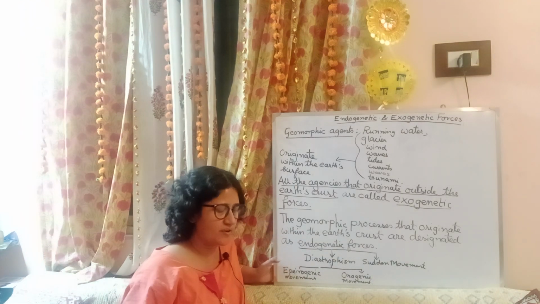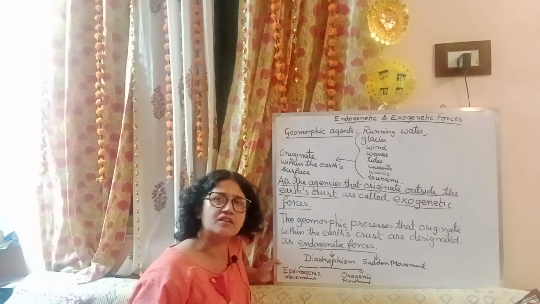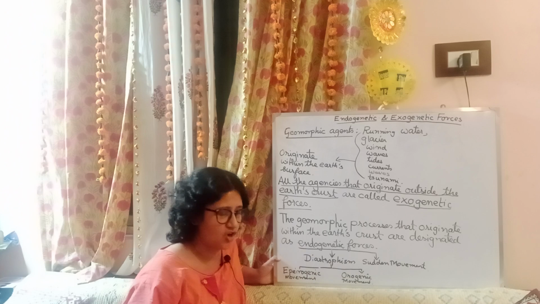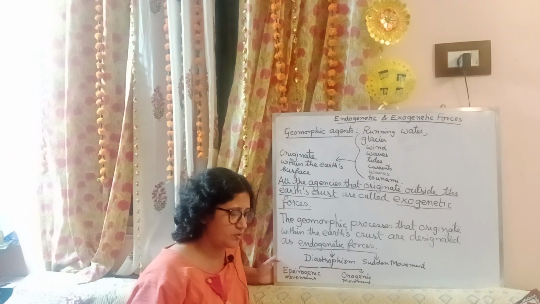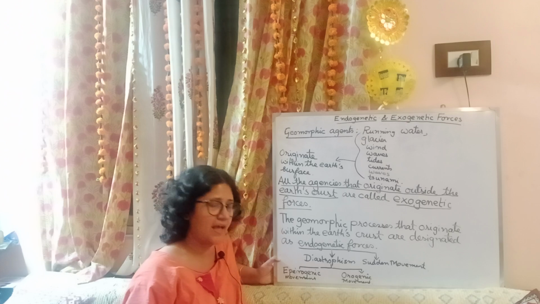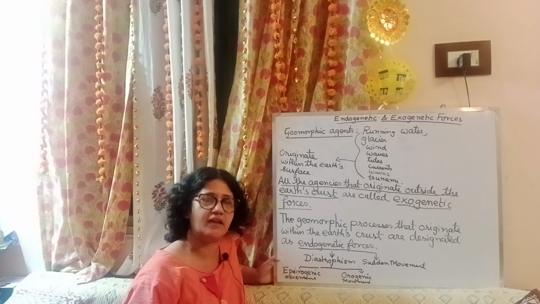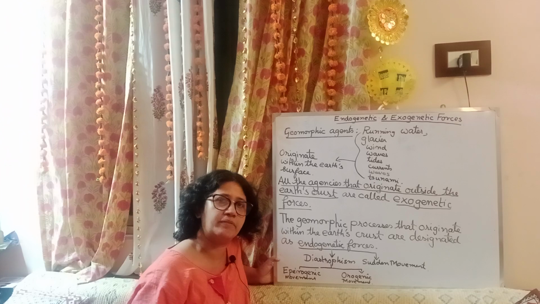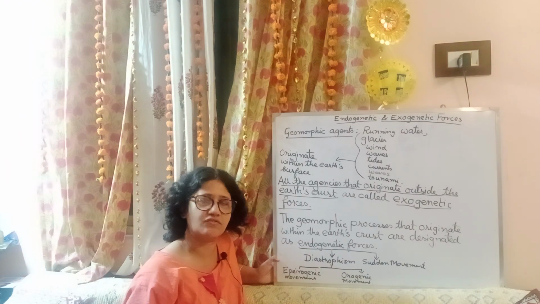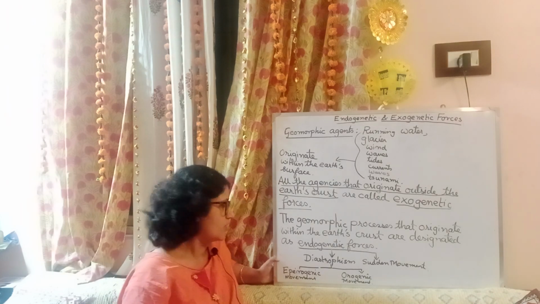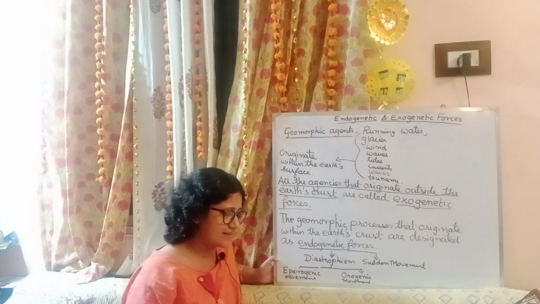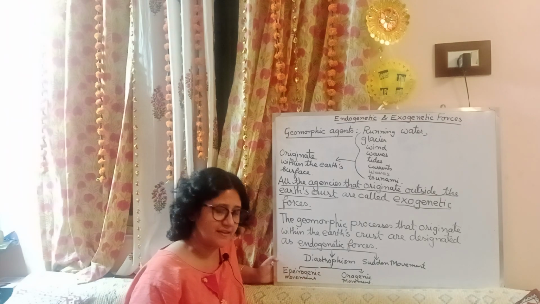Coming to epirogenic movement, it is the continental building movement, the movement that helps to build the continents. It is of two types. In an epirogenic movement, we will see that there is an upliftment of the landmass or the submergence of the landmass, which is also known as subsidence. So epirogenic movement can be classified into two types. One is upliftment and number two is subsidence.